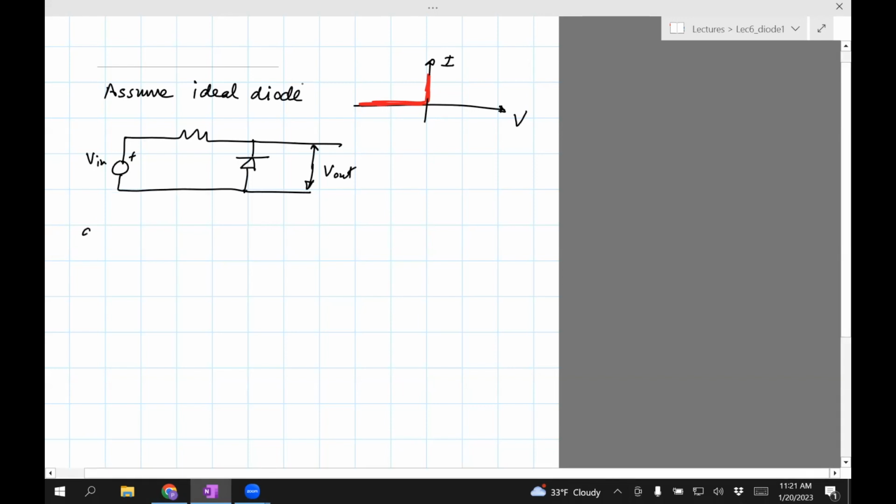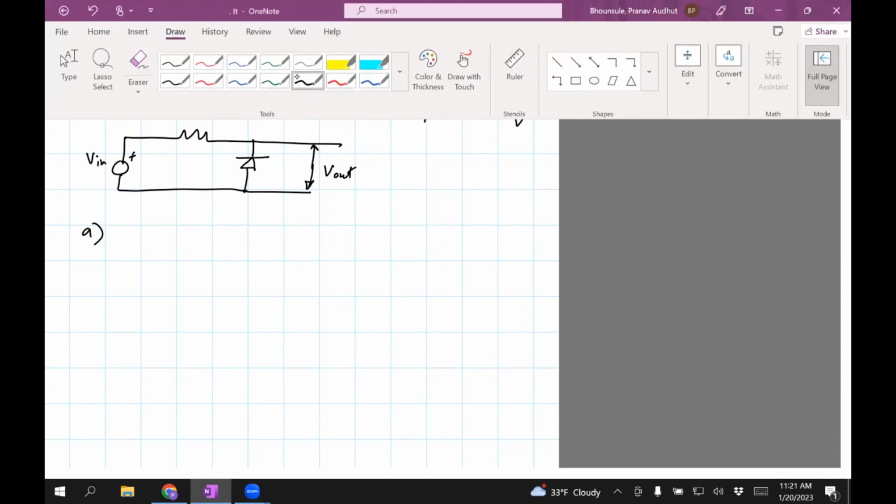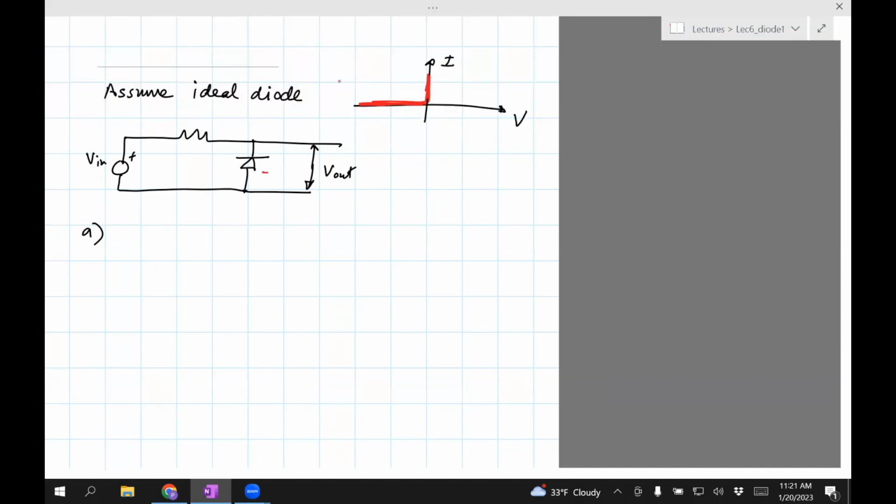Okay, so let's do it. The easiest way to do this is to think of in what conditions the diode will conduct and in which conditions the diode will not conduct. Now, since you assume the ideal diode, we can see that this is the positive end, this is the negative end, that's the P and N, and so it will not conduct when we have the positive attached to the negative, and it will conduct when the voltage reverses, or this one becomes positive and the other one becomes negative. So let's just assume that V in is positive.